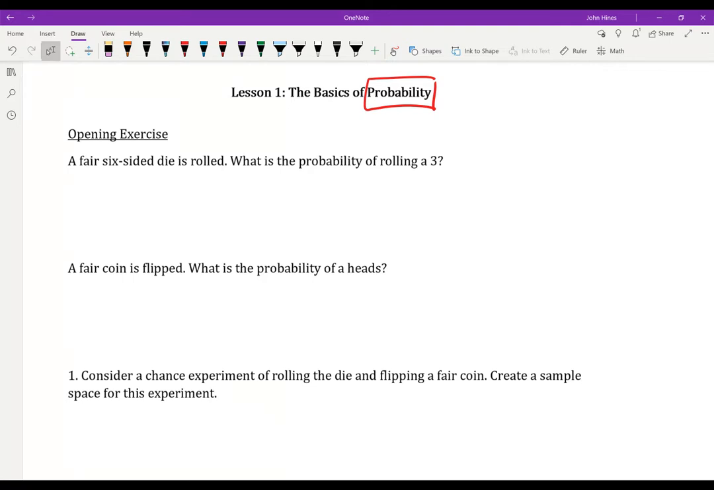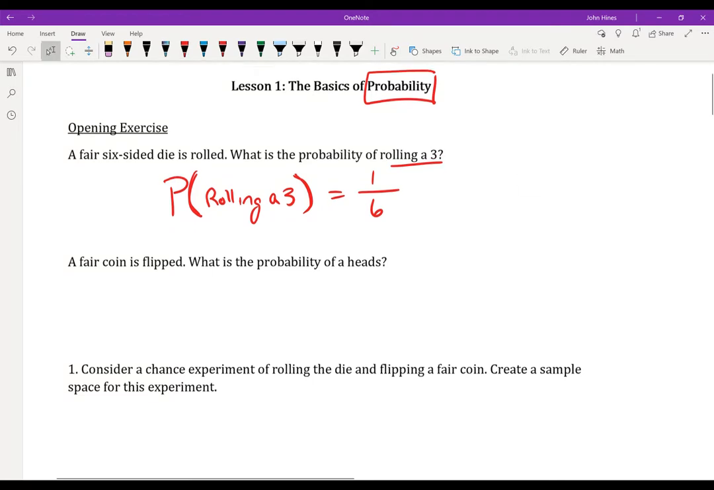So, a fair six-sided die is rolled. What is the probability of rolling a 3? So I want to know, what is the probability of rolling a 3? This is the notation we're going to use. Probability, the parentheses mean of rolling a 3. Well, on a die, there's 6 sides, and one of them has 3 dots on it, so the probability is 1/6.